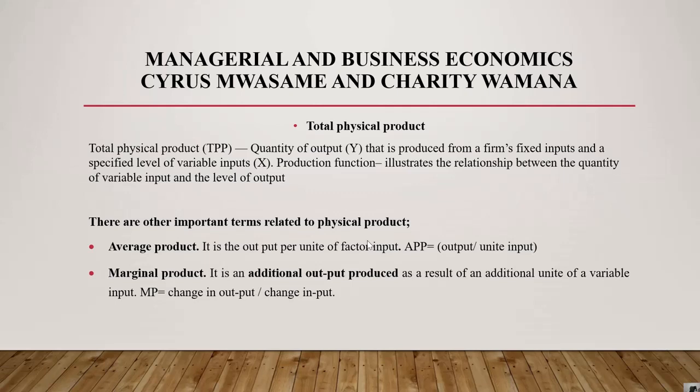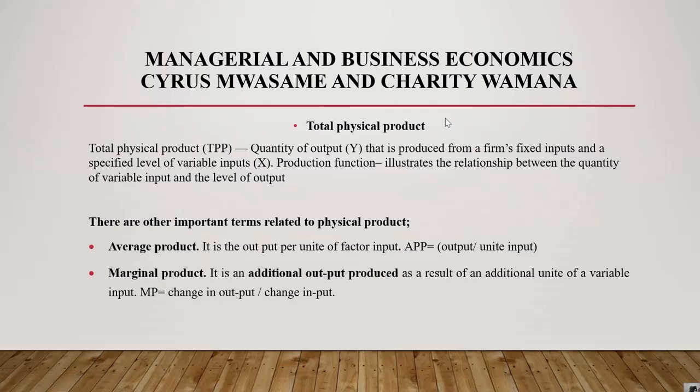The first concept under this discussion is total physical product, and straight away I want us to talk about it and the components under this concept. One, it's the quantity of output that is produced from a farmer's fixed inputs and a specified level of variable inputs. Mark the word physical, mark the words fixed inputs and variable inputs.